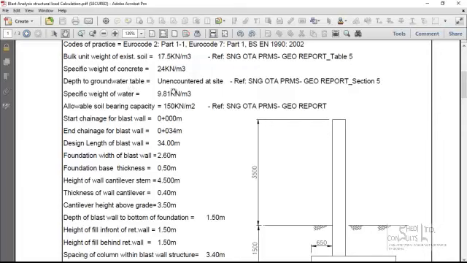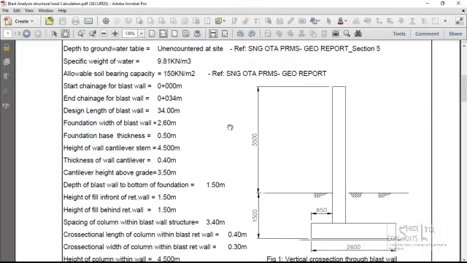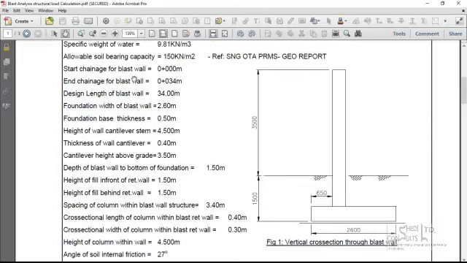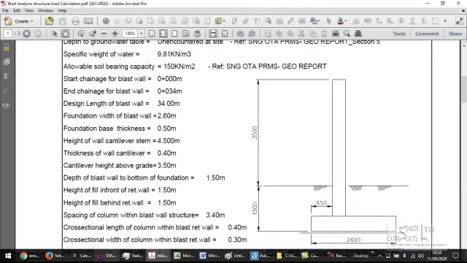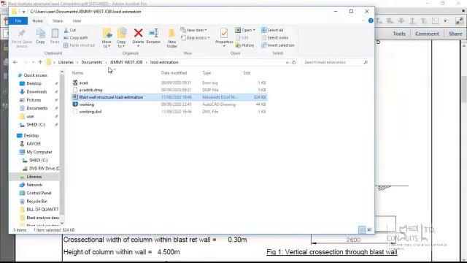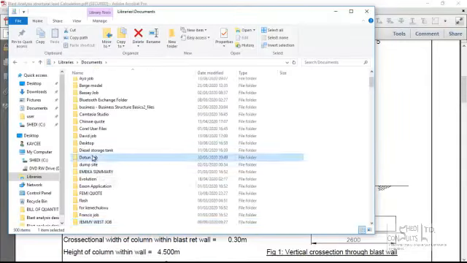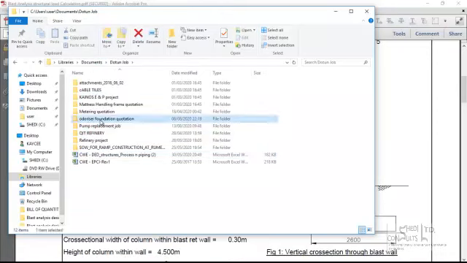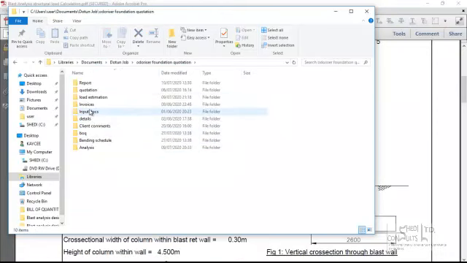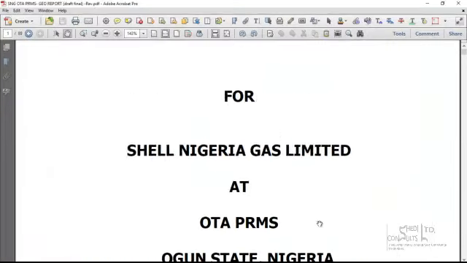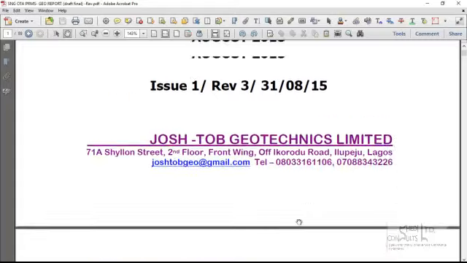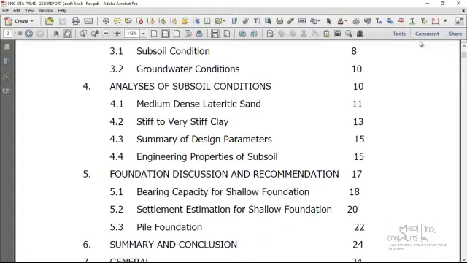The groundwater table was not encountered at site based on the reports from the geotechnical investigation, or what's referred to as the subsurface investigation report. The specific weight of water is this. The allowable capacity of the soil is about 150 kilograms per meter square. I also got it from this report. I can show you the report from a different project. This is the investigation report for the same location for a different project.